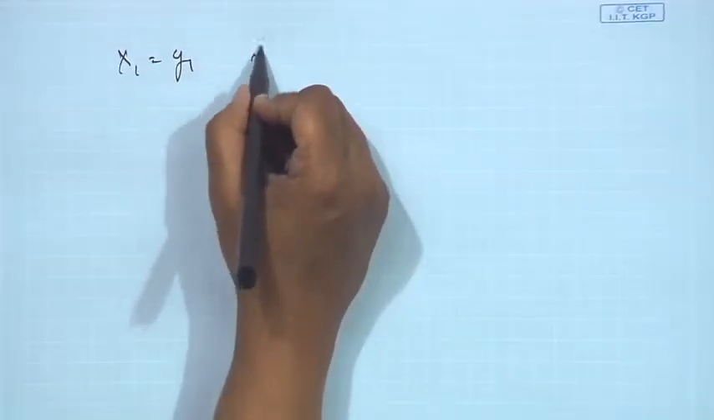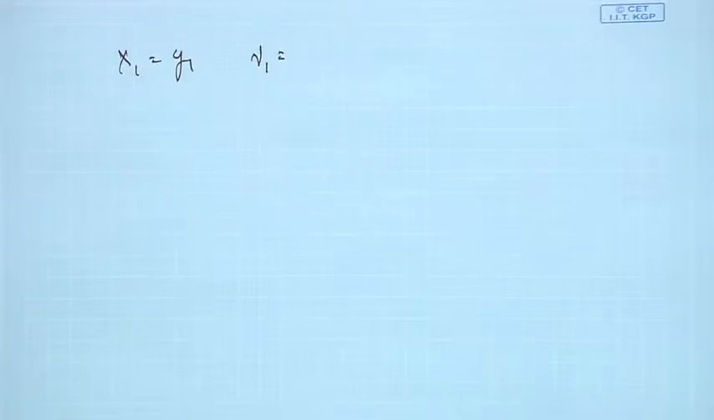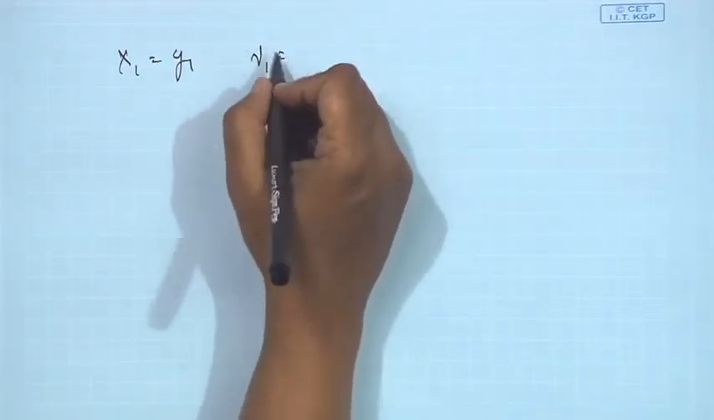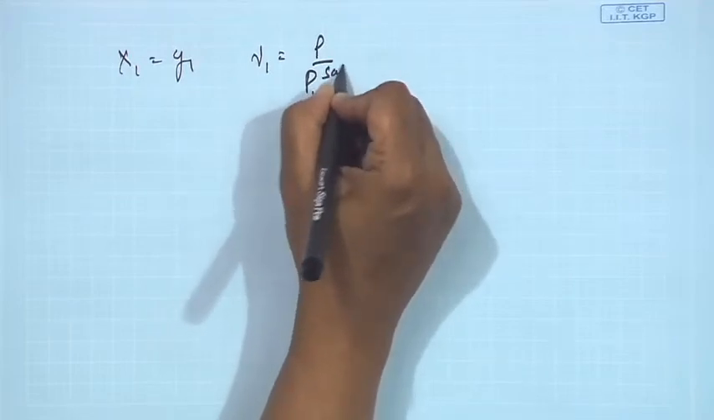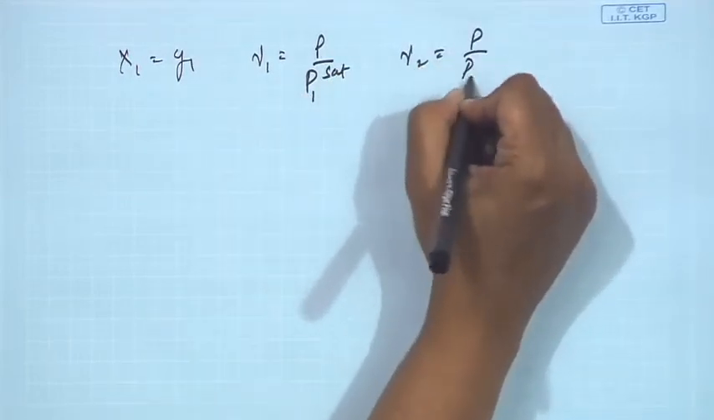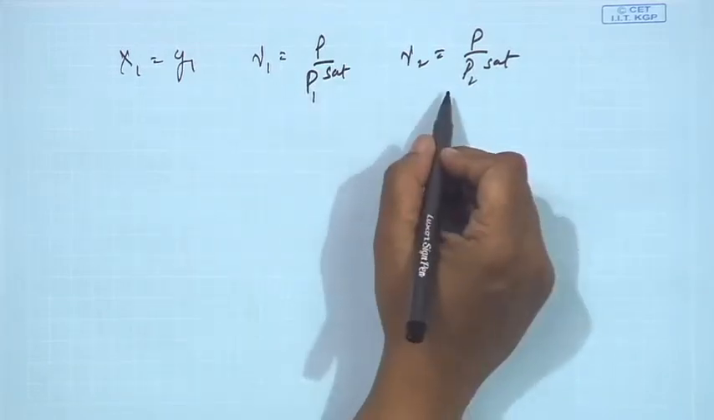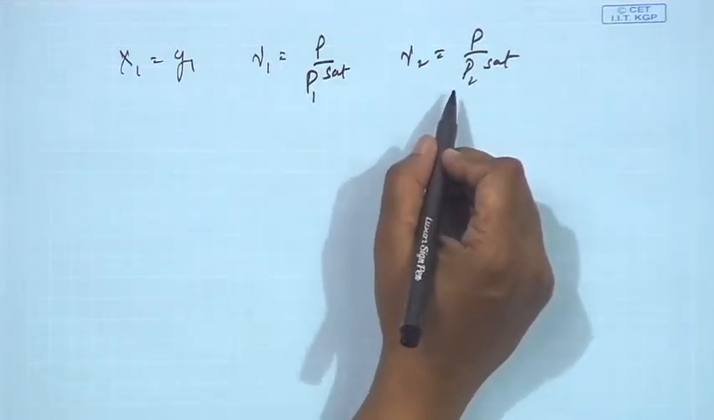Now, we know that the calculation of gammas and of the corresponding constants for the excess Gibbs free energy model becomes much simpler if we know that there is an azeotrope formation at any particular composition. Why does it happen? We have already discussed. At the azeotropic point, x1 becomes equal to y1, and naturally under this condition y1 equals p by p1 saturated. Therefore, gamma 1 equals p by p1 saturated, and gamma 2 equals p by p2 saturated. So finding gamma 1 and gamma 2 becomes very easy at the azeotropic point.